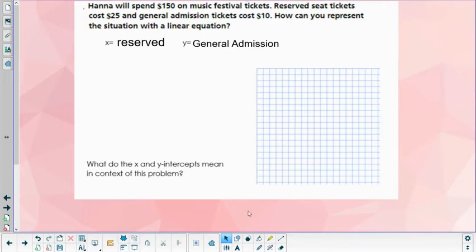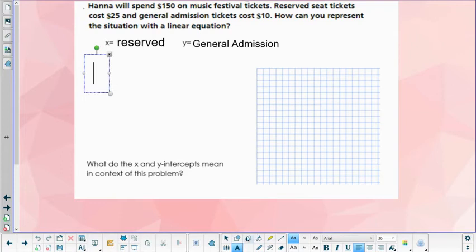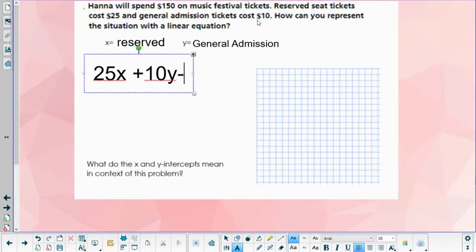Okay, so now let's see if we can write an equation. Okay, if you want to go through the cubes method for this one, you absolutely can. But I know that it costs $25 for the reserved tickets. So I can represent that by 25x. Okay. Plus, we know the general admission tickets cost $10 each. So we can represent that with 10y. And we know the total that she wants to spend is $150. So this would be our equation for this one.